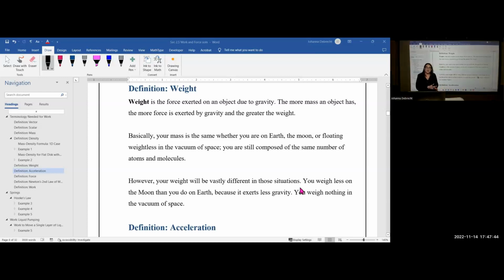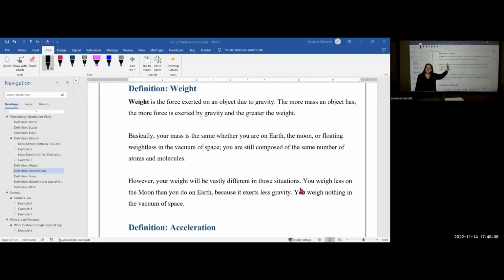So we want to start talking about work and force. And to do that, we need a few more definitions. Weight, we've already discussed, is actually a measure of force. It's the force of gravity on a particular object. So the more mass an object has, the more atoms and molecules, the greater the force exerted by the gravity and the greater the weight.